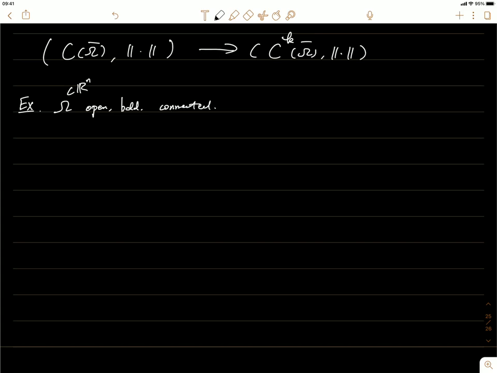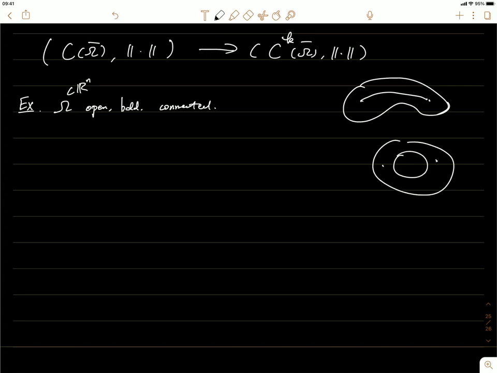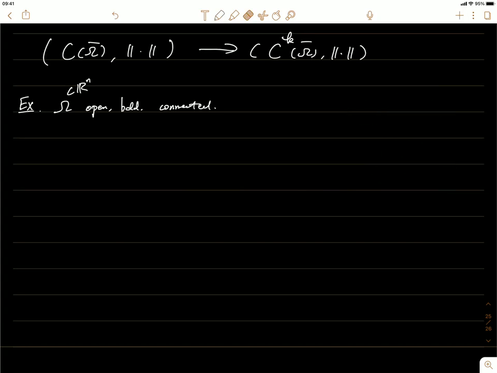Connected just means that for any two points, you can find a continuous curve connecting these two points. You can always find a curve that connects them, even in a set like this. You have two points, you can always connect them. Think of it like this.